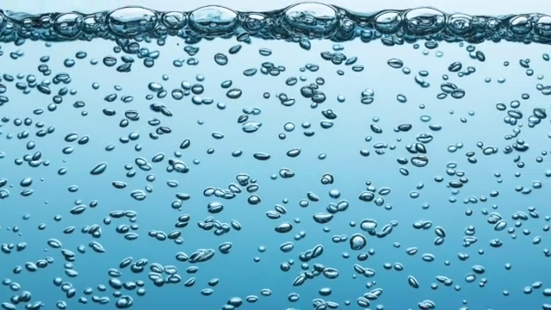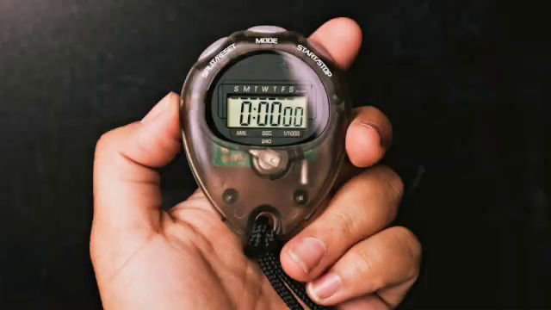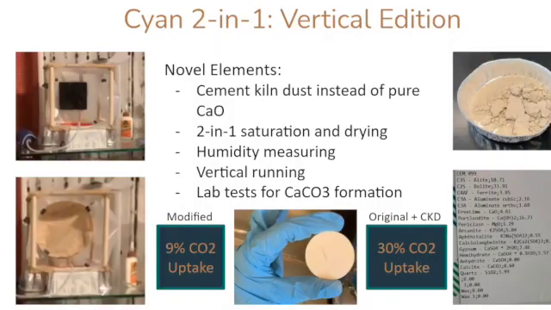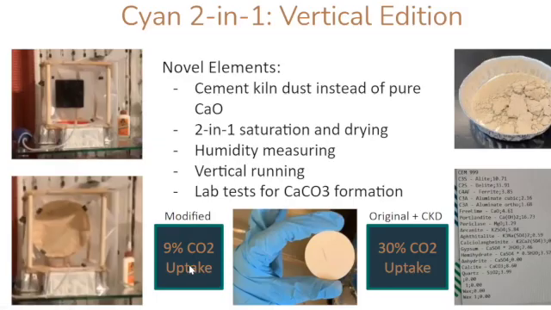In any case, what we had here was a system where we had air blowing through our filters and a humidity portion where water was being bubbled up from the bottom, so it would humidify while air was being pulled through the filter containing your CKD. And after a period of time, we would turn off the humidity so that it would just dry. Unfortunately, it didn't work that well. We got 9% CO2 uptake with that compared to the original, but it was still a novel idea, and we'd like to test it a little more in the future. Thank you so much, Kat.